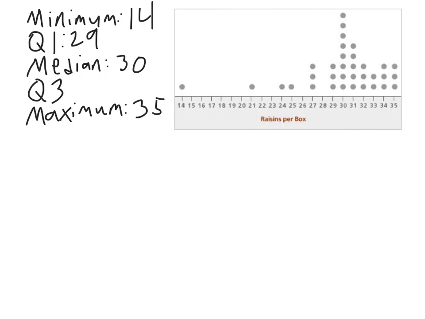Now for the third quartile. That would be 9 dots from the maximum, which in this case would be 32. Now that we have the 5-number summary, we first start by making our box. That's going to be a box that spans from our first quartile to our third quartile. So from 29 to 31 will be where our box is.